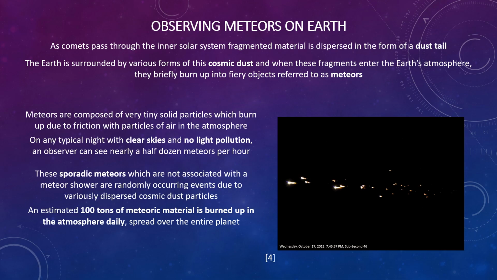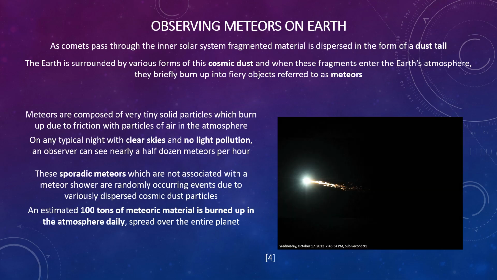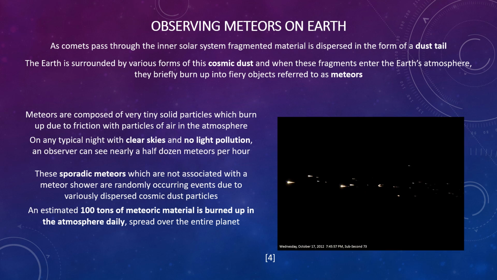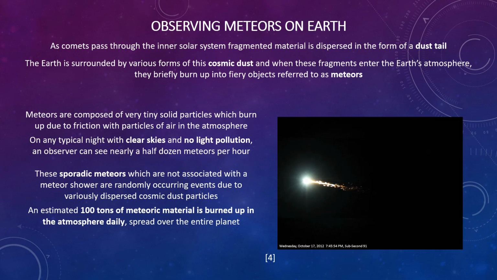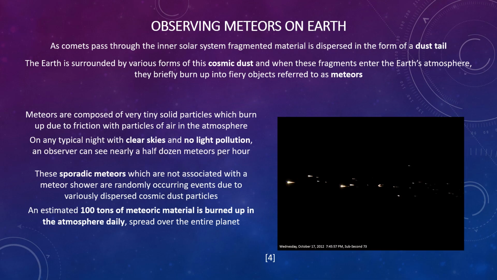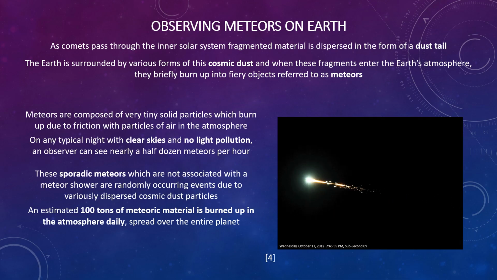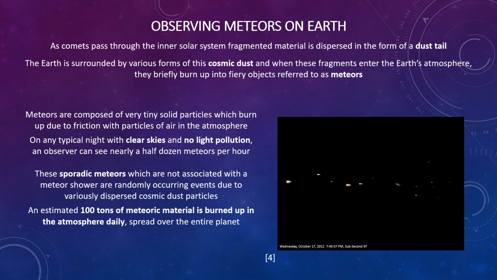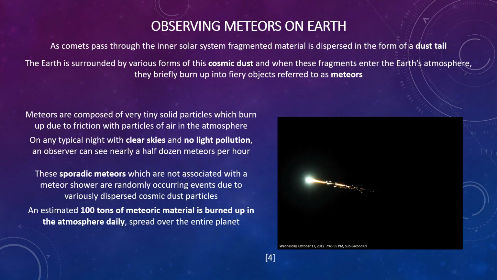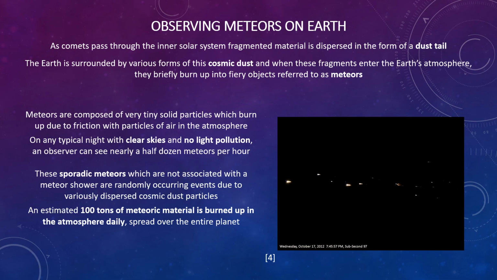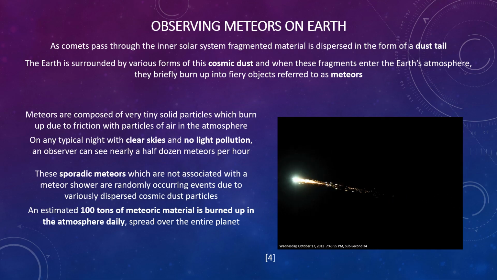When comets travel through the solar system, they leave behind bits of material in the form of their dust trail and their dust tail. And so, as Earth moves through the solar system in its orbit around the sun, it will pass through bits of dust, and those fragments enter the Earth's atmosphere where they burn up and are referred to as meteors. So, meteors are composed of tiny bits of rock and dust which burn up in the atmosphere due to the friction of the particles of air.